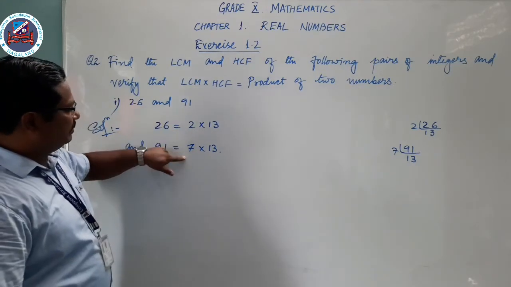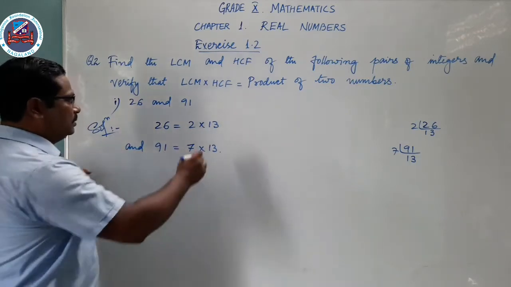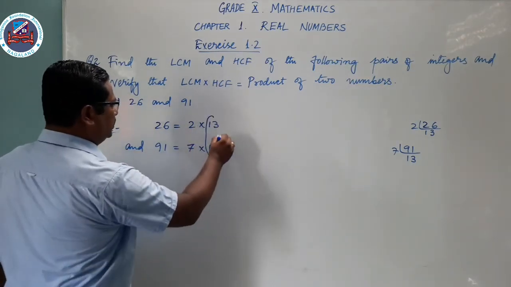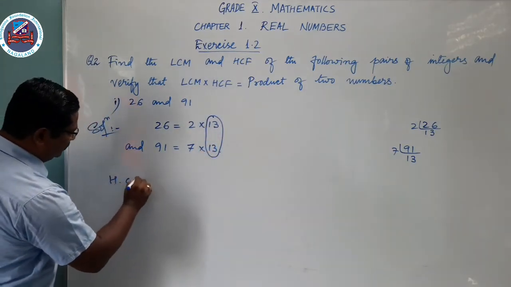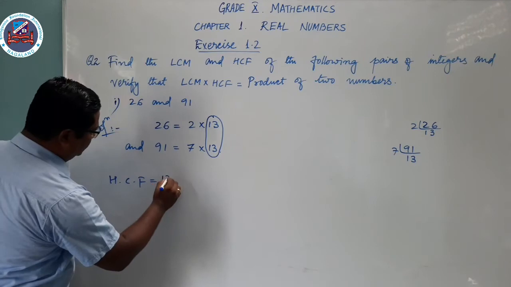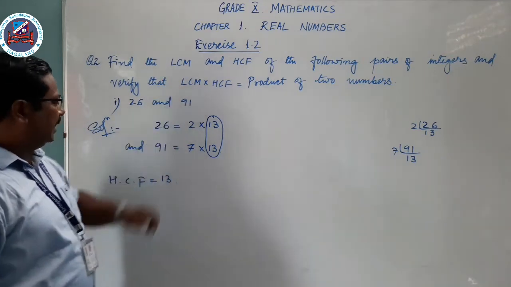These 2, 7, they are not the same. 13, 13, they have the common factor. So this one you will choose. This will give you your HCF. So you write HCF is equal to 13. And then you will find out LCM.